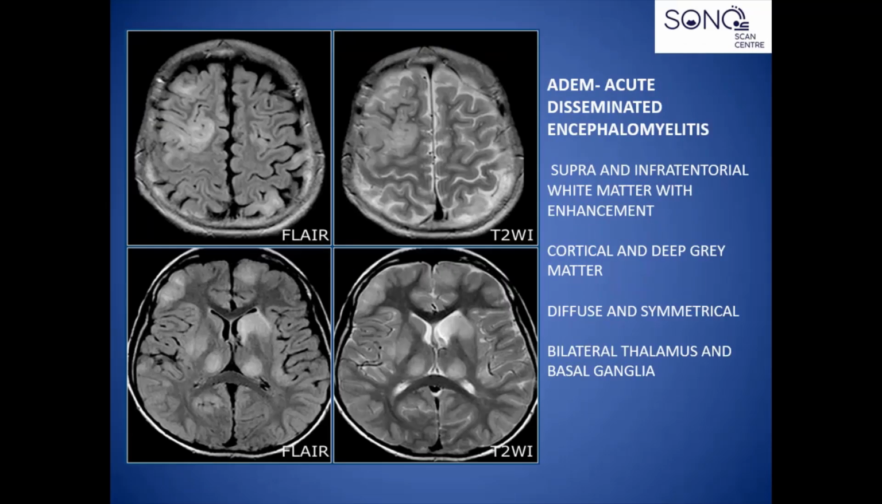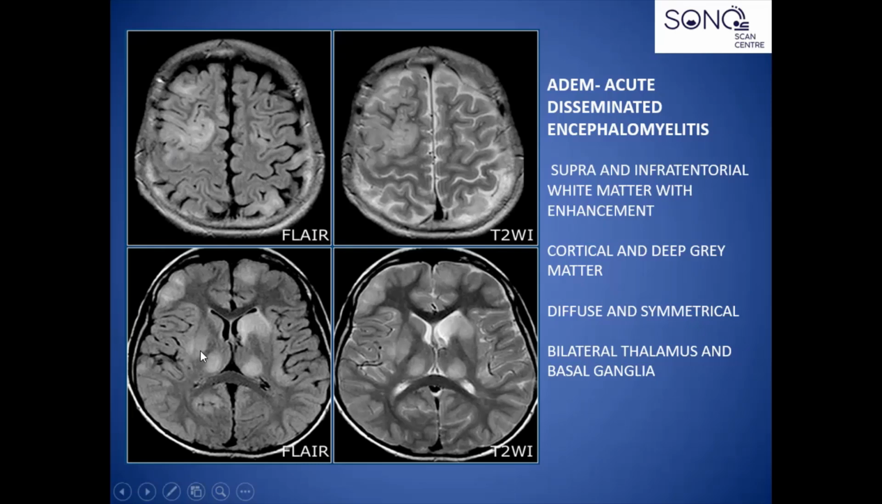Next one is the ADEM, acute disseminated encephalomyelitis. So look at the type of demyelination happening here. Of course, there are white matter lesions, no doubt about it. But if you closely look, there are these patchy hyperintense lesions, no? They are very big also. They are involving the gray matter, the subcortical gray matter. Also, the deep gray matters are also involved. They are involving the basal ganglia.